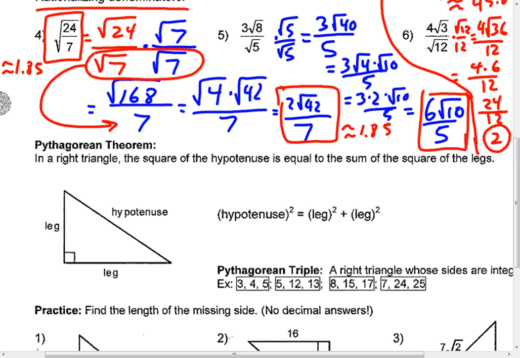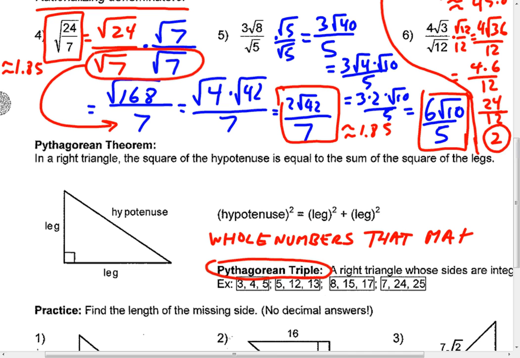On your paper, in the next section, do you have a little section that mentions Pythagorean triple? Yes. Pythagorean triple, fancy way of saying whole numbers that make a right triangle.